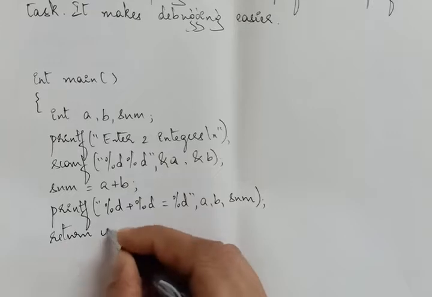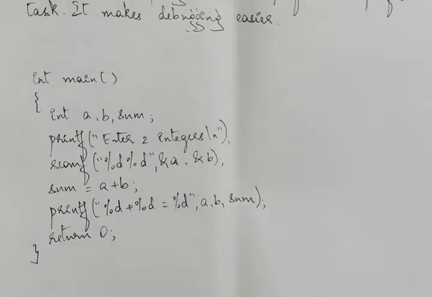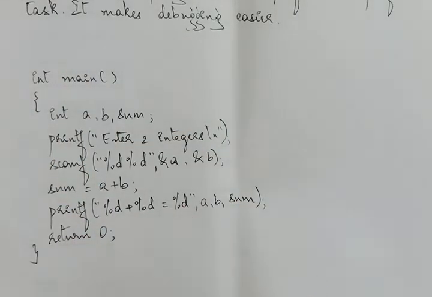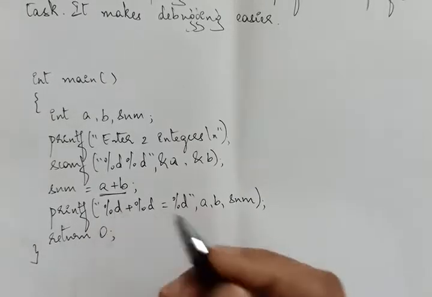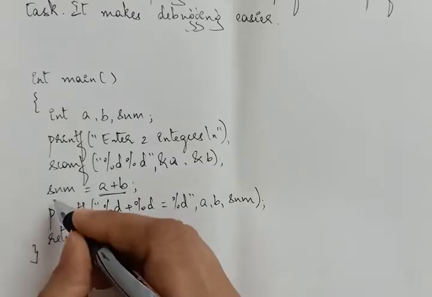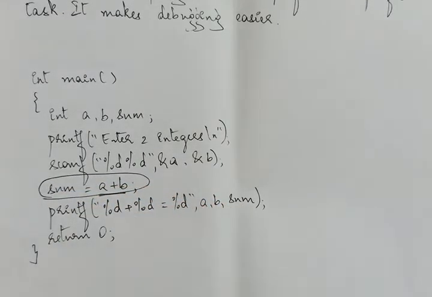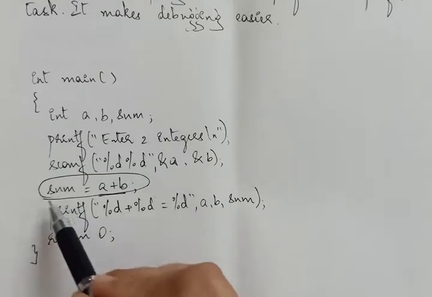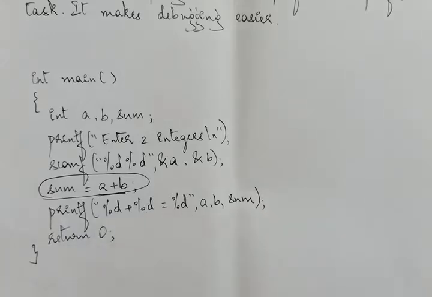To perform the same task, we can have a function created. In this particular program, what is the operation being performed? Addition is being performed. Let me create a function which performs addition of two numbers. That is, this particular part of the program should be put inside a function. So how do we do that?